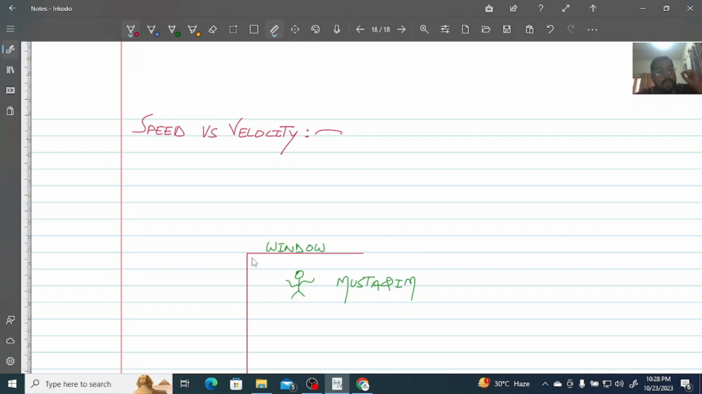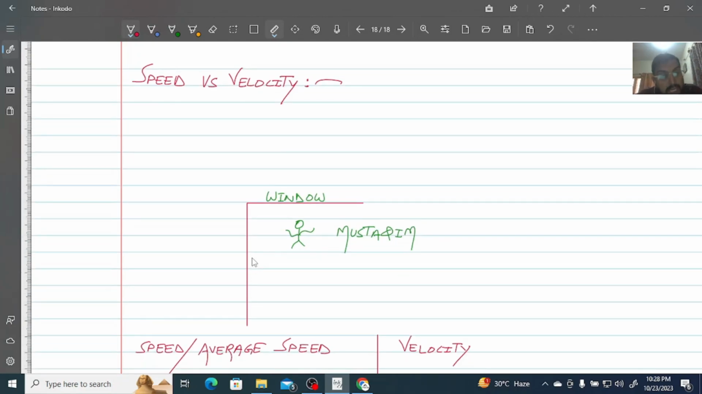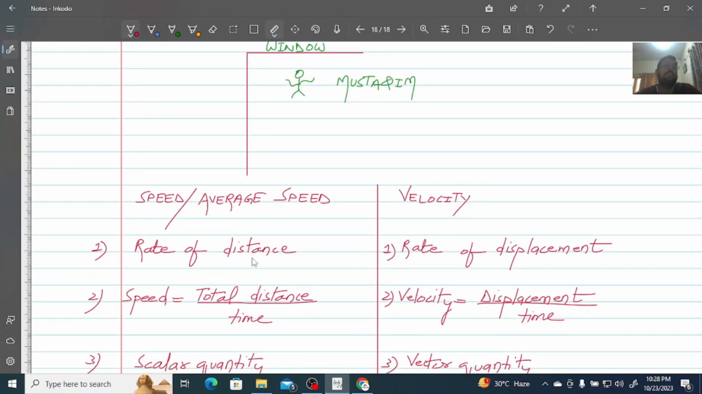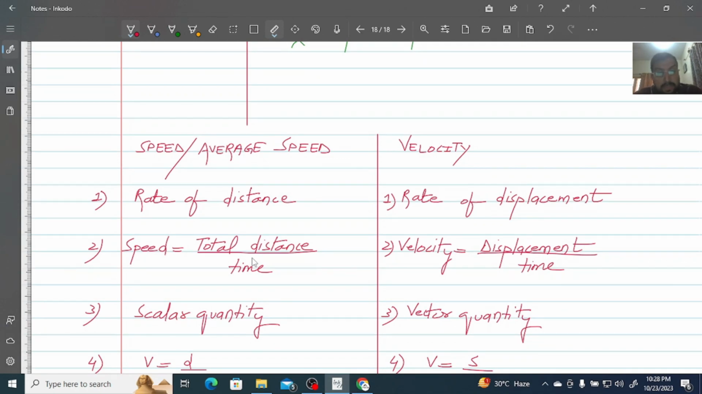So basically, what is speed? Speed is how much distance we have traveled in any time interval. So it is basically the rate of distance. When we talk rate, it is distance traveled per unit time. How much distance traveled with respect to time. And average speed, we can say total distance divided by time. So that is the formula of speed we are seeing. Speed is equal to total distance upon time.